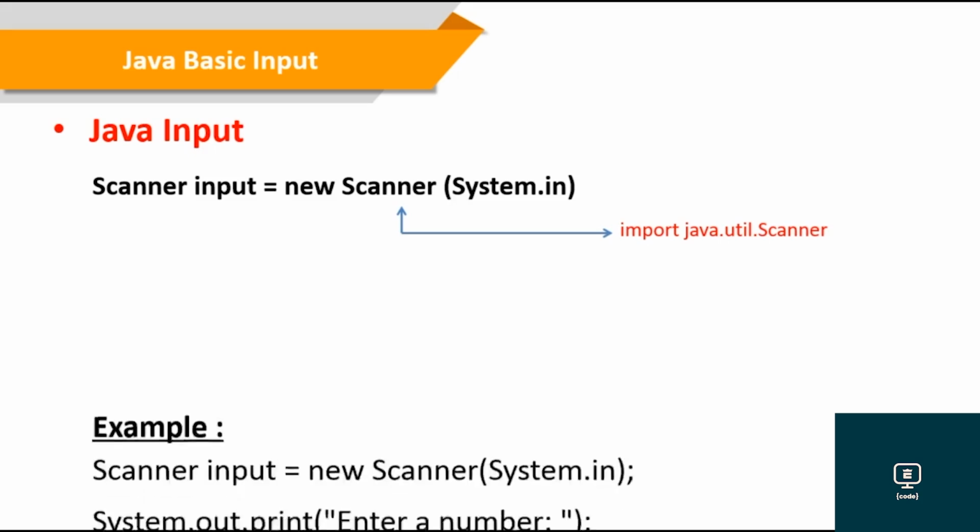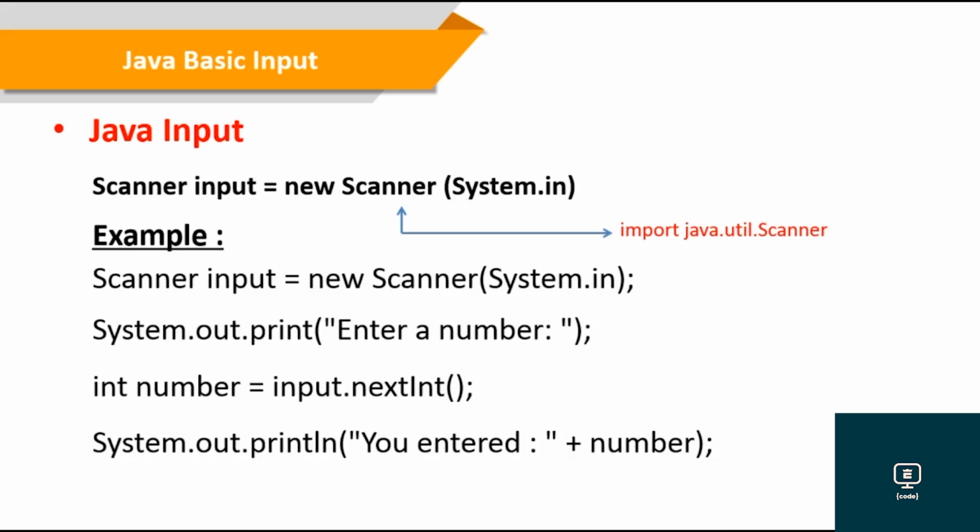But stay with me. Then we're going to create an object of the Scanner class. Then the nextInt method of the Scanner class is used to get integer input from the user. And we'll assign this input to a variable number. And then finally, we'll display that number on the screen by the print method. I know you can handle it. Let's do it.